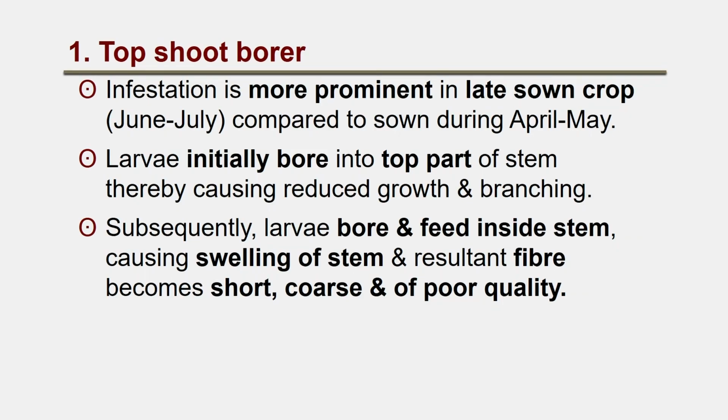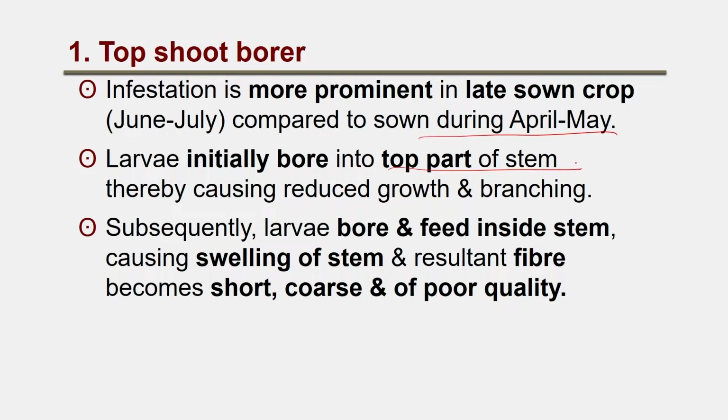Now let us start with top shoot borer. This infestation is more prominent in late sown crop, particularly when it is sown in June, July compared to sowing during April and May. The main reason is that during this rainy period, there is more humidity which makes conditions favorable for insect growth. So larvae initially bore into the top part of the stem, thereby causing reduced growth and branching.